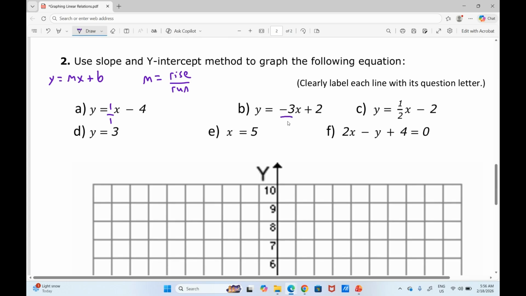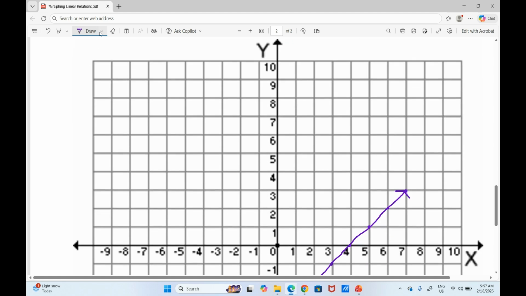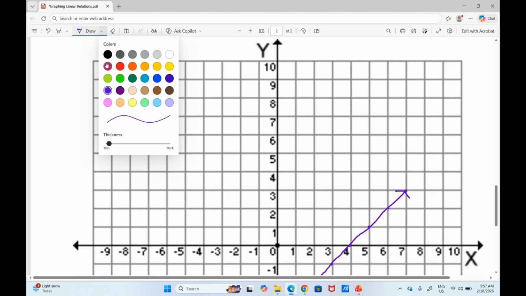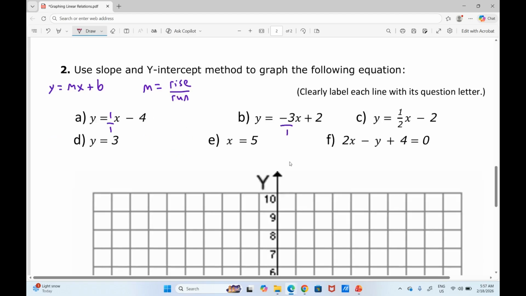Remember, -3 divided by 1 is still -3. So my rise is going down by 3 and going across by 1. I'm going to start at +2. So at +2, let's just change the color to red here. At +2, I'm going to be right here. Again, I'm going down by 3, then across by 1.